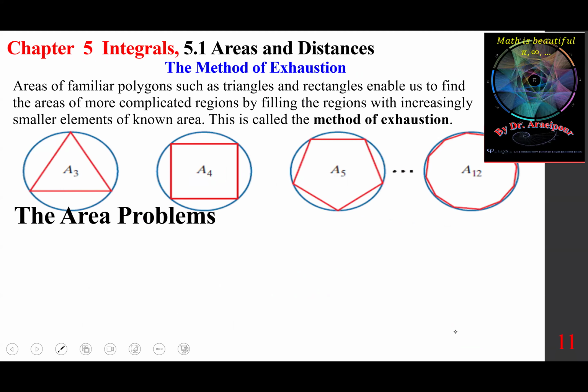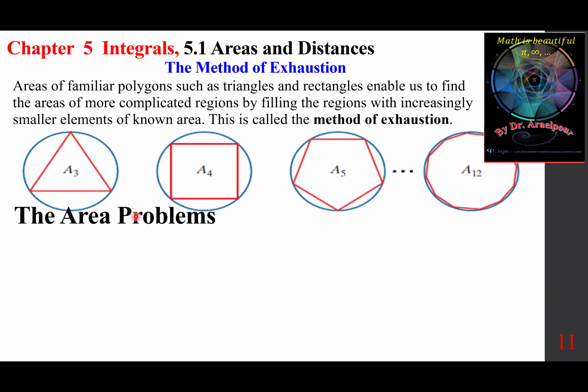All right. Now let's look at 5.1, areas and distances, chapter 5, integrals, the method of exhaustion. Areas of familiar polygons, such as triangles and rectangles, enable us to find the area of more complicated regions by filling the regions with increasingly smaller elements of known area. This is called the method of exhaustion. Take a look. You put a three-sided shape here. If you make the triangle into four sides, it becomes closer to the area of a circle.